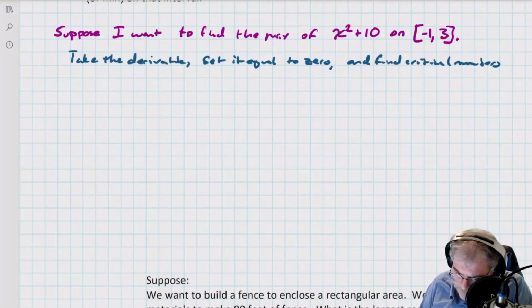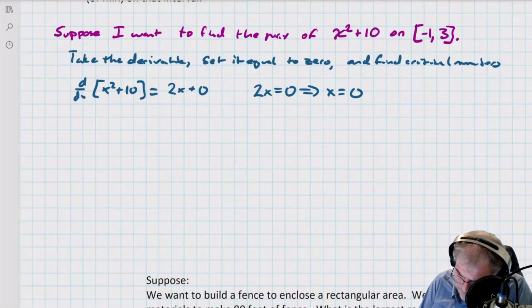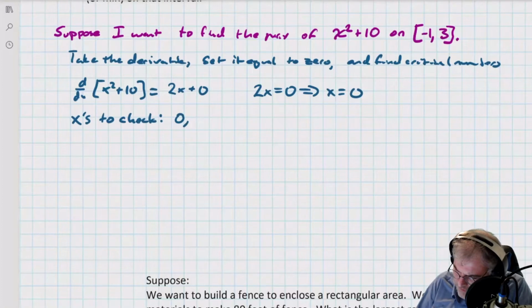Let's do it. d over dx of x squared plus 10 equals 2x plus 0. And 2x equals 0 implies that x equals 0. Then I check my endpoints as well. So the x's to check are my critical number 0, and the endpoints -1 and 3.